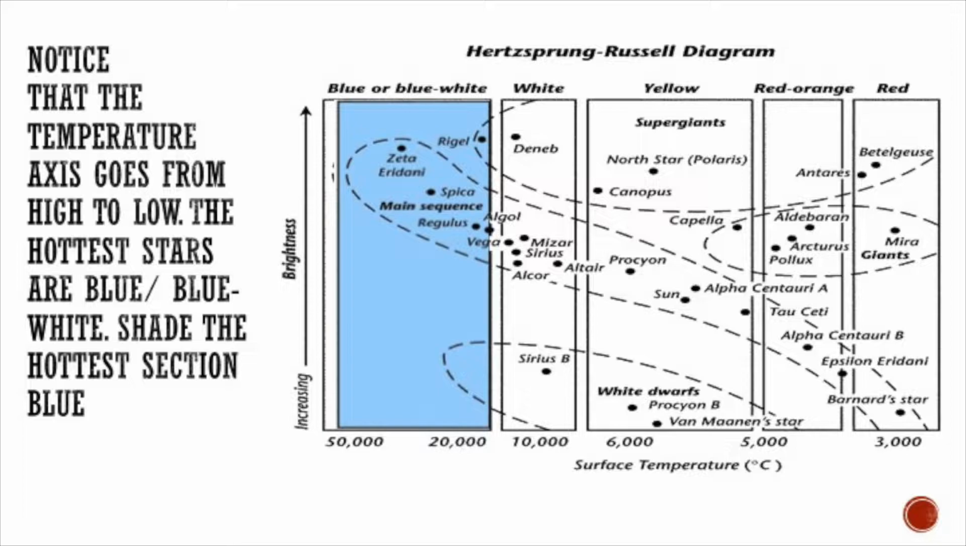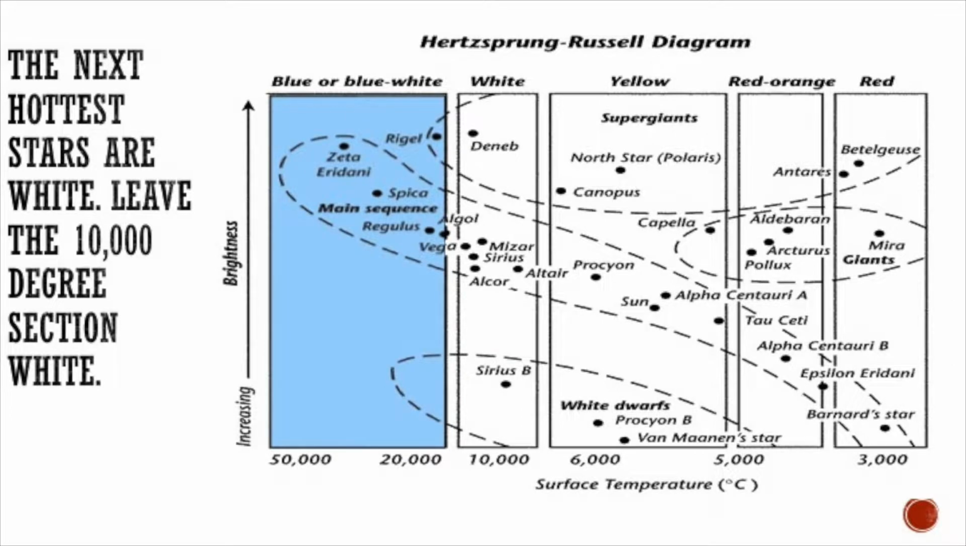When we look at the Hertzsprung-Russell diagram, we need to remember the color of the stars. So blue or blue-white stars are the hottest stars. So stars in the 20 to 50,000 degree range are going to be blue or blue-white color. That's the color we're going to see if we were to look at those. So you should notice again that the temperature axis goes from high to low. The hottest stars are blue or blue-white. The next hottest stars are going to be in the 10,000 degrees Celsius section, and they will be white.